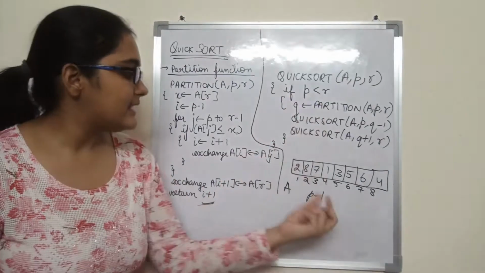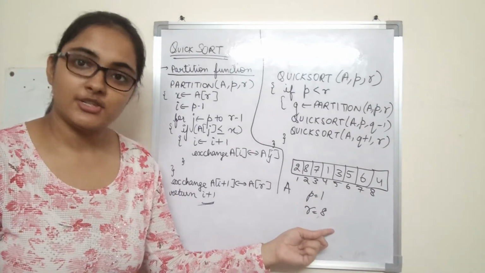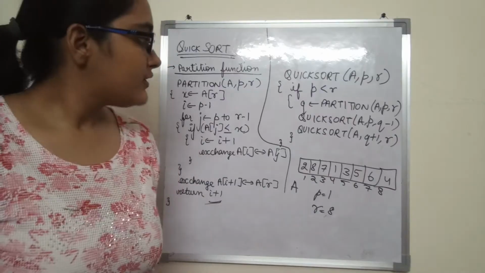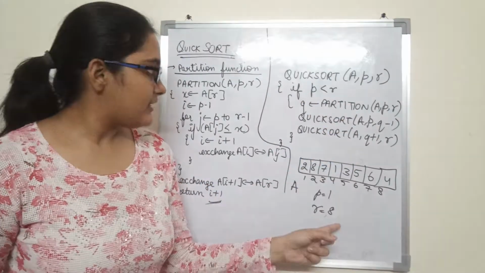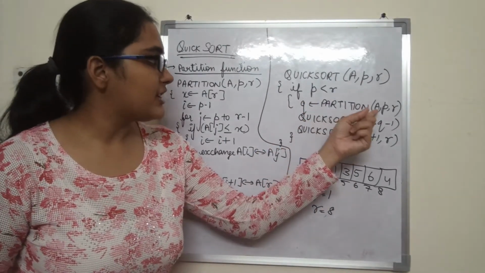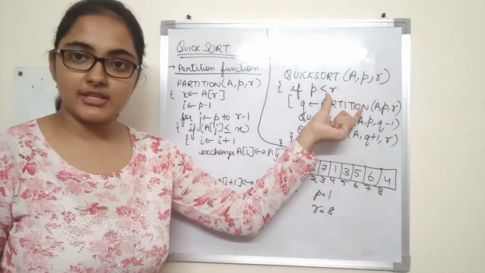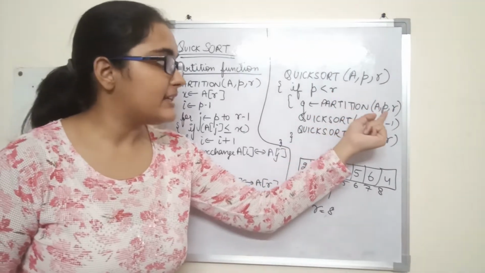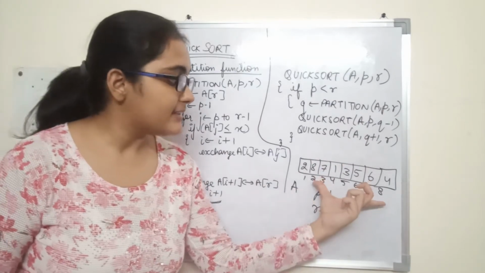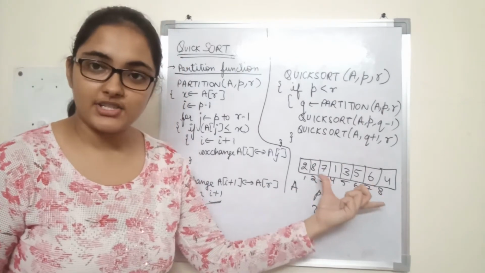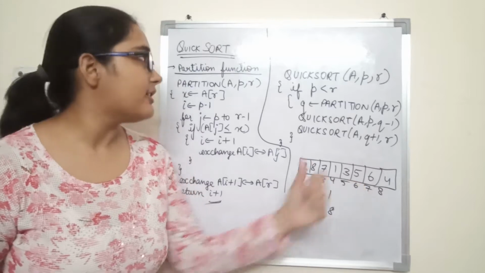So if p is less than r, is 1 less than 8? True. So now p is less than r, 1 is less than 8, right? So q is equal to partition(A, p, r). Now the partition function is called on array A from indices p to r, that is from index 1 till 8, right? That is the entire array. Partition is called on the entire array in the first scope.